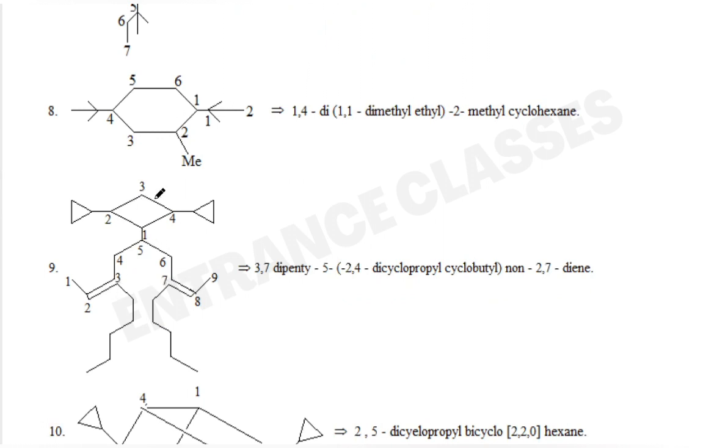But this 5 carbon is linked to a cyclobutane having another 2 groups. So we see in the 3 position, 1, 2, 3, 4, 5. So we see 3,5-dipentyl, right? This will be the link carbon, 1, 2, 4-dicyclopropyl cyclobutyl. Total number of carbon 9. That's a non-2,7-diene. So 3,7-dipentyl, 5 within the first bracket, 2,4-dicyclopropyl cyclobutyl, non-2,7-diene. It's a very, very important example.